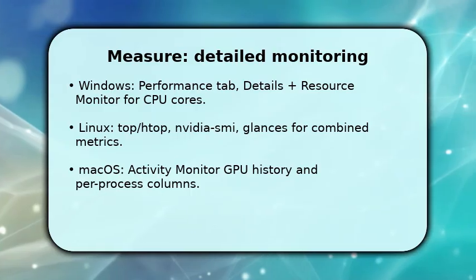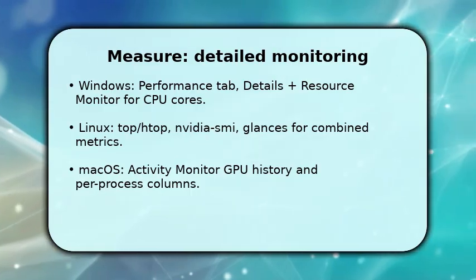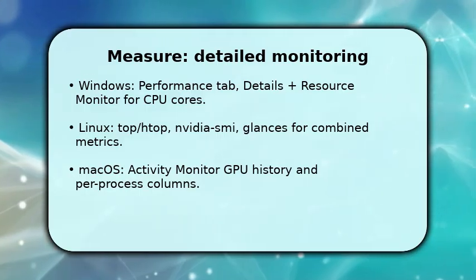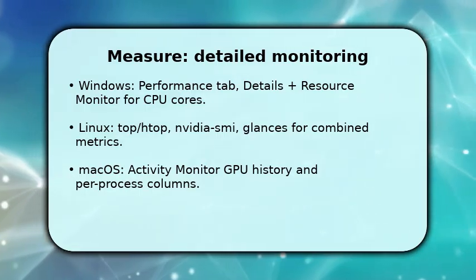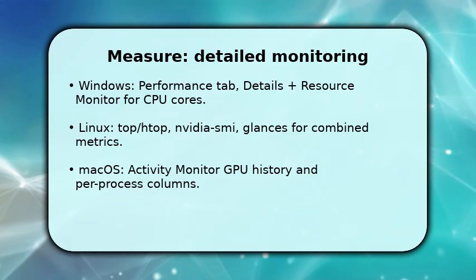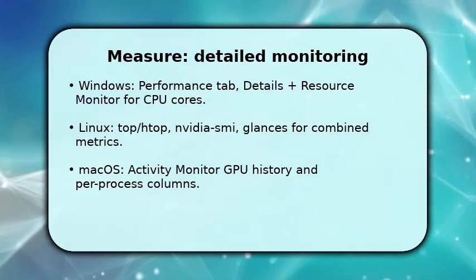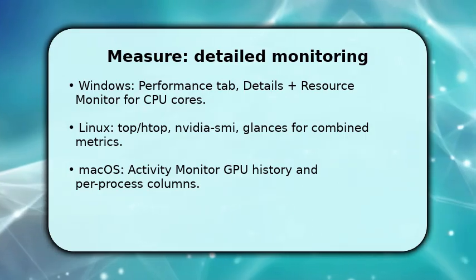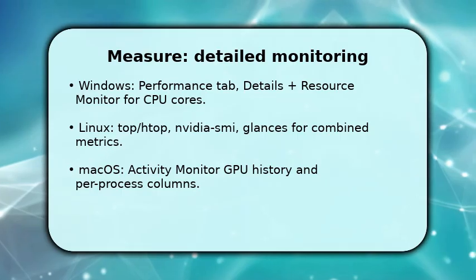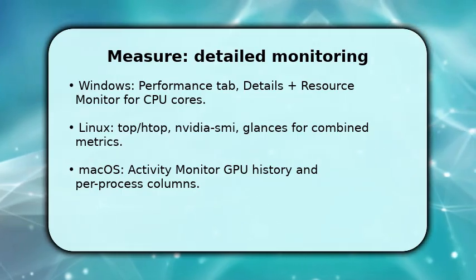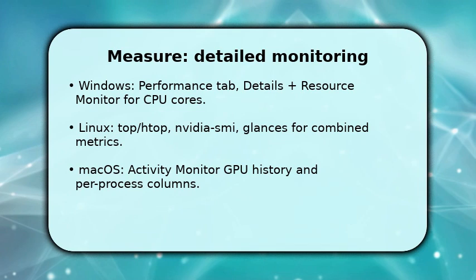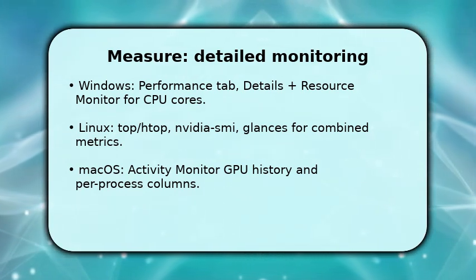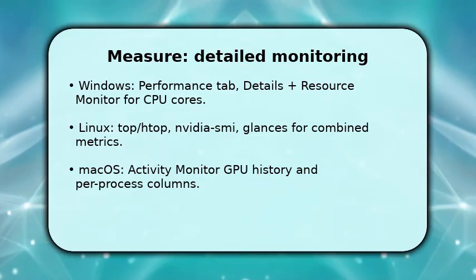On Windows, switch to the Performance tab, expand GPU sections, and use Resource Monitor for per-core CPU load. On Linux, run htop or top, and for NVIDIA GPUs, run nvidia-smi or the nvidia-smi daemon for sampling. Glances aggregates CPU, memory, disk, and GPU. On macOS, enable GPU history and inspect per-process energy and CPU usage. Make sure to sample during the workload to capture peak usage and note timestamps for later comparison.